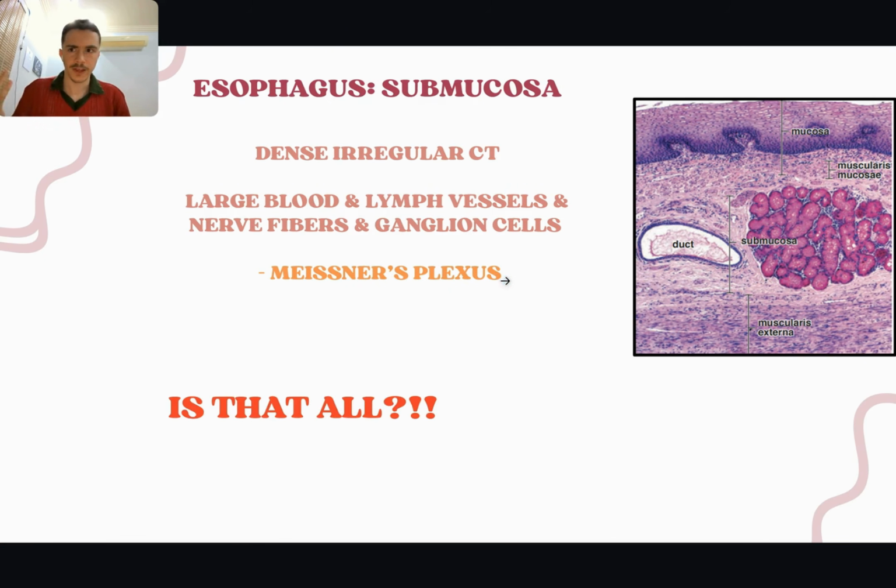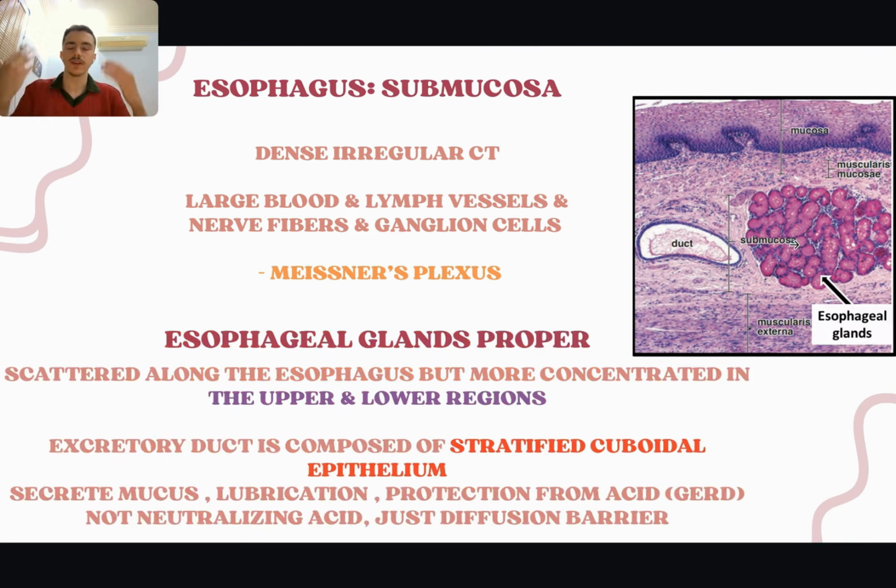Tamam. Is that all? Did we talk about this thing? This thing is very big. What is this? You are right, this is the esophageal gland, the esophageal gland proper. You can find it along all the esophagus, but it's more concentrated in the upper and in the lower regions.